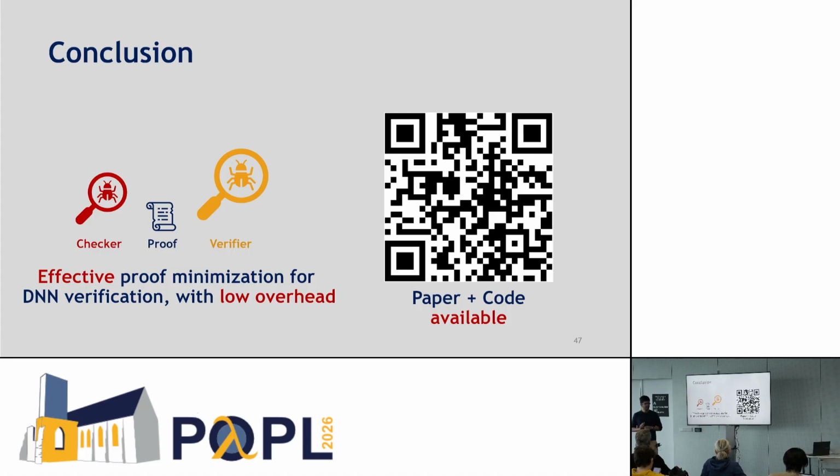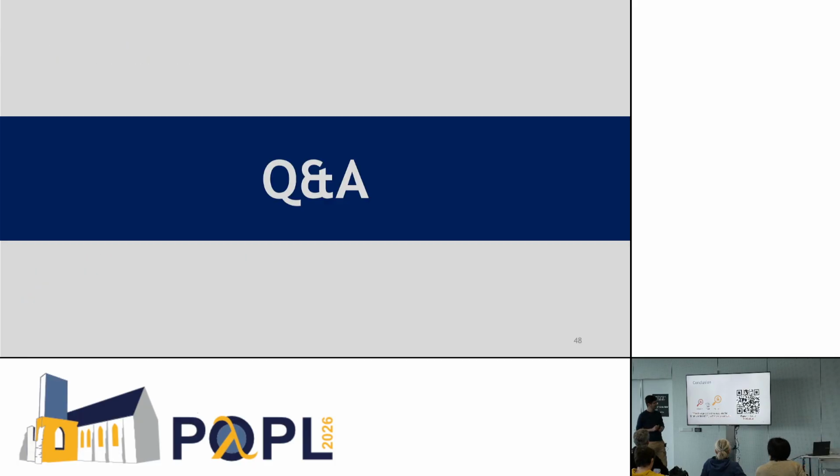Then to conclude, I presented an effective proof minimization algorithm that is used in neural network verifiers, and it has relatively low overhead. We have the paper and the code available, which also have an artifact in the submission. And I hope it was interesting, and I'd be happy to take any questions.